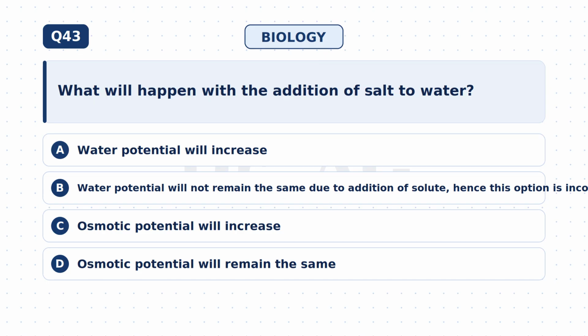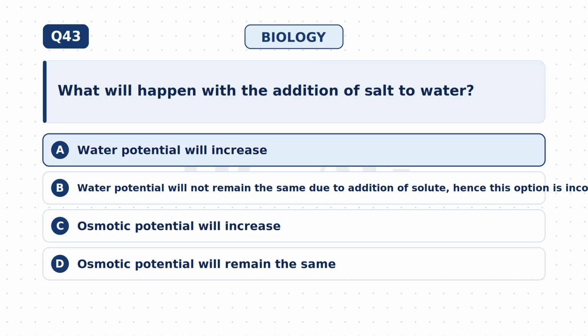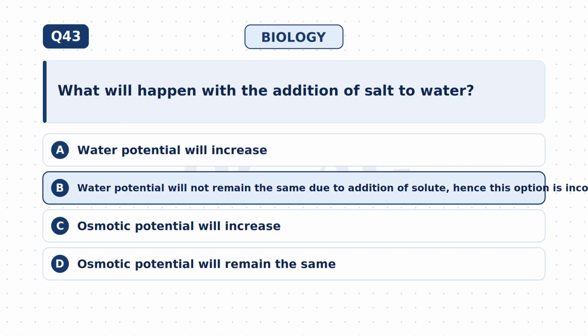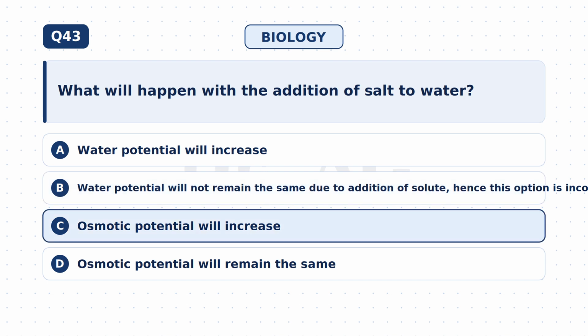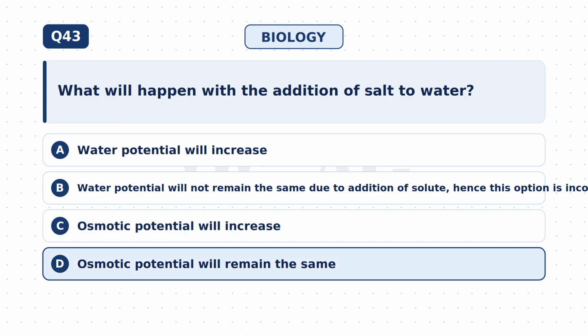Question 43. What will happen with the addition of salt to water? Option A, water potential will increase. Option B, water potential will not remain the same due to addition of solute, hence this option is incorrect. Option C, osmotic potential will increase. Option D, osmotic potential will remain the same.